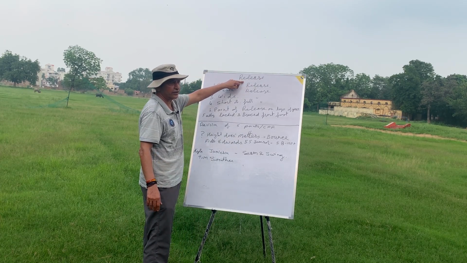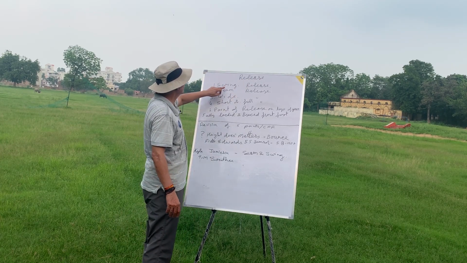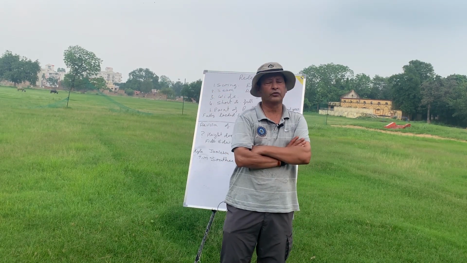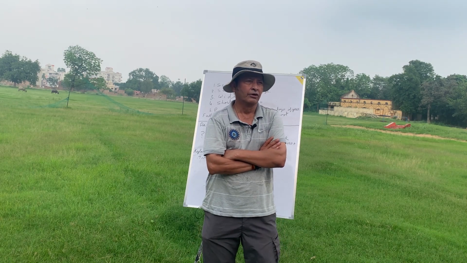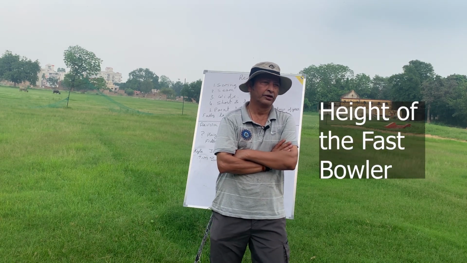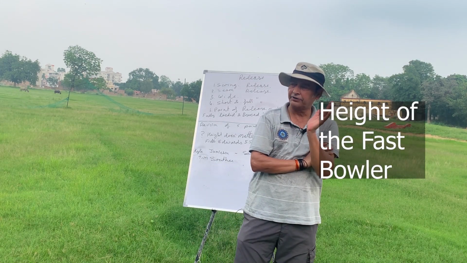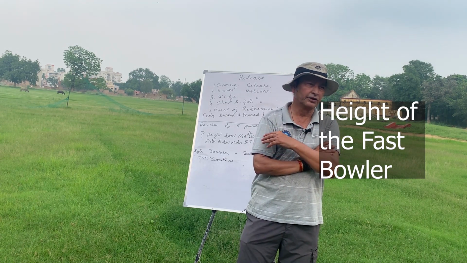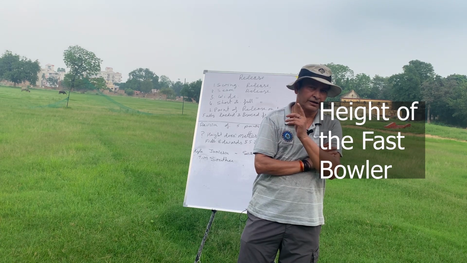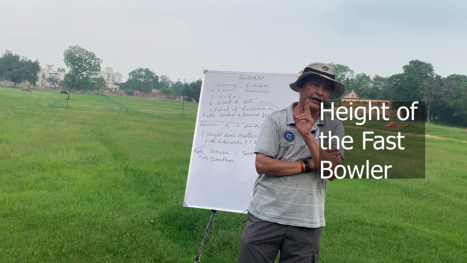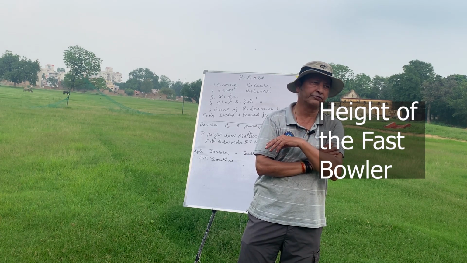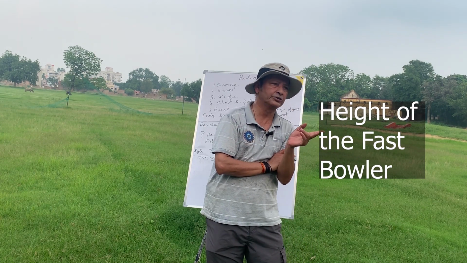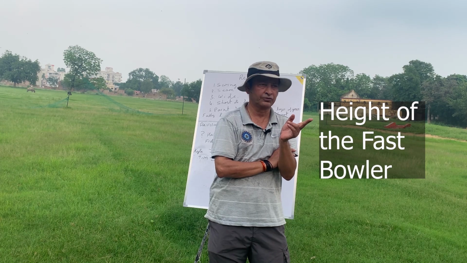The trajectory of release decides the bounce also. And there is another theory, longer the levers, more force you generate. I don't agree with that. He has been bowling 150 plus at the age of 39. Then Bumrah, his height is 5'8", 5 feet 8 inches. Still he is bowling. Height doesn't matter in speed. It only matters in the bounce. Clear?